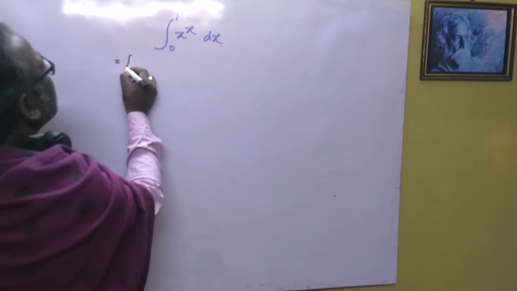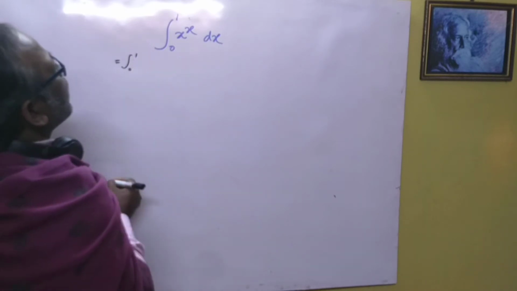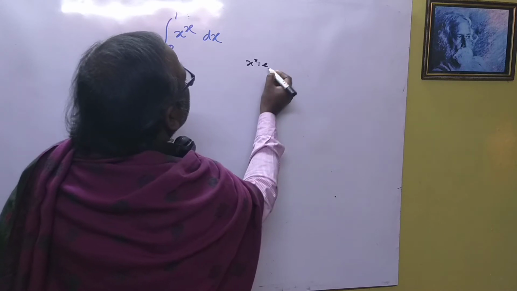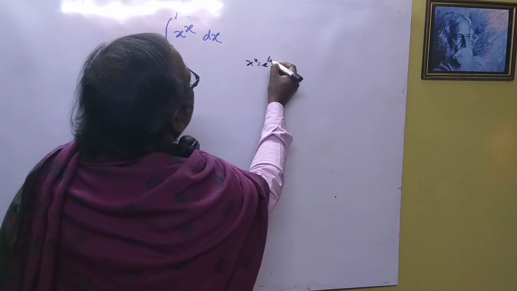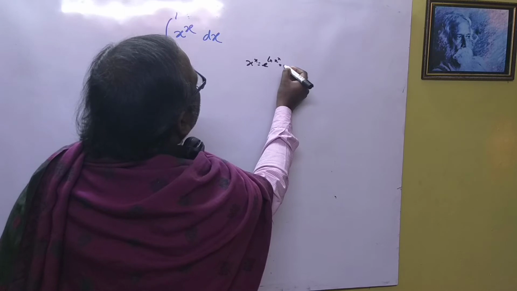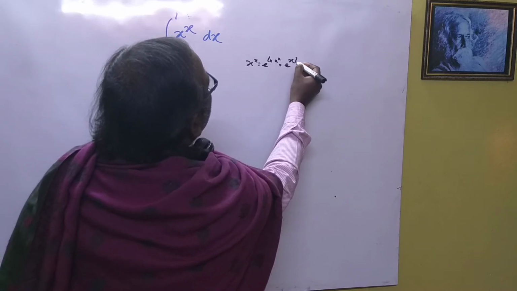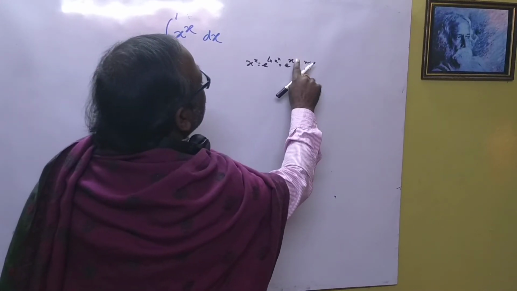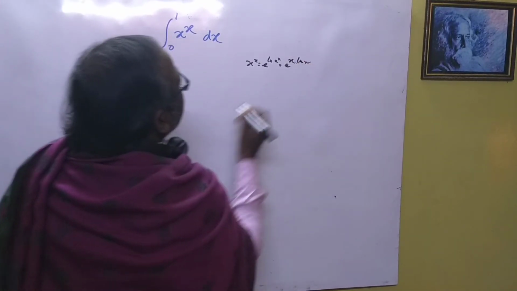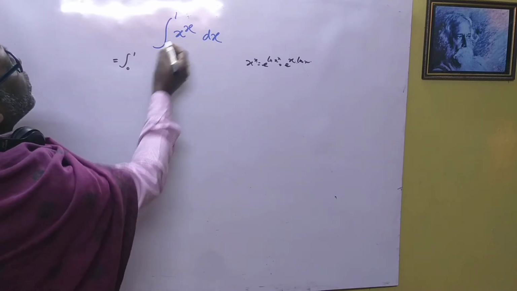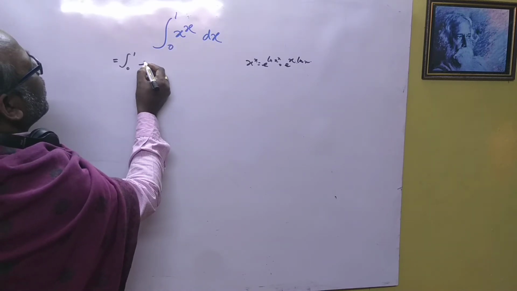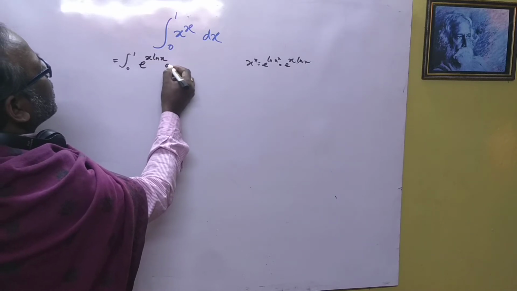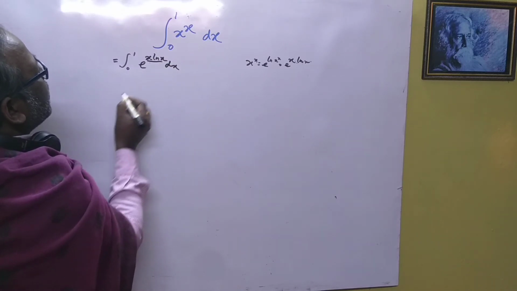This can be expressed as the integral from 0 to 1, where x to the power x is equal to e to the power ln x to the power x, which equals e to the power x ln x. So in place of x to the power x, we can write e to the power x ln x dx, and then use the series expansion of e to the power of that.